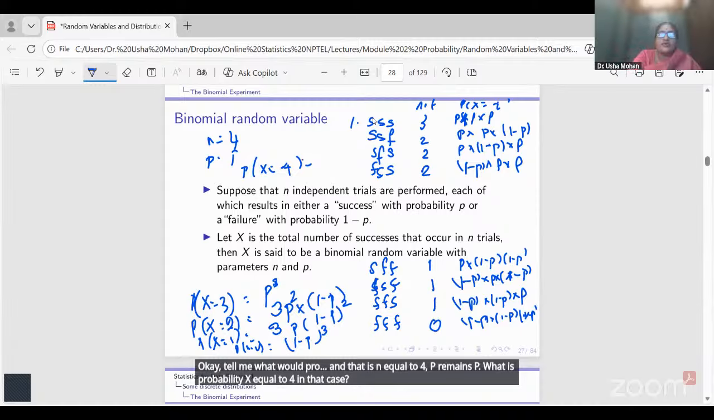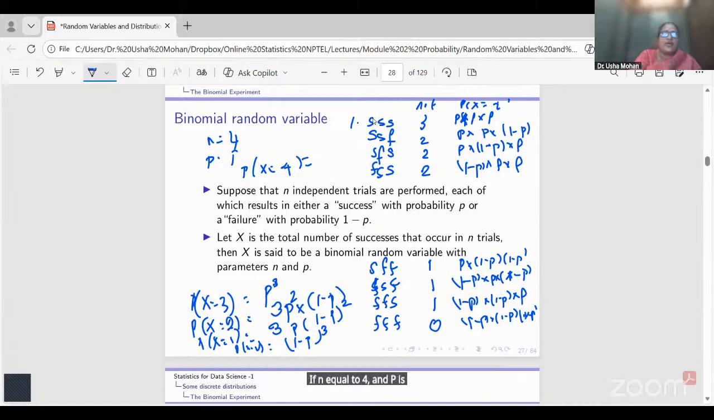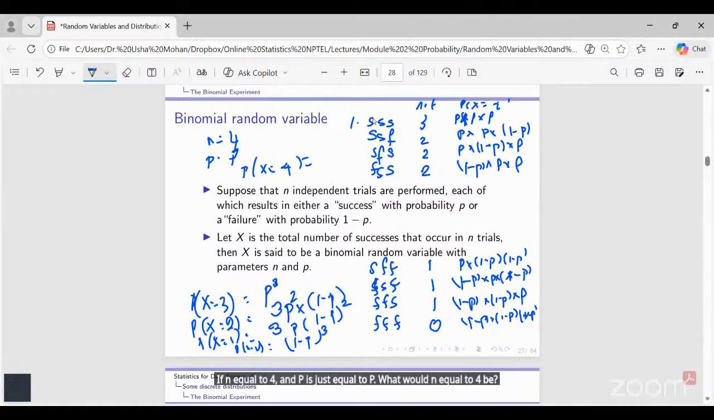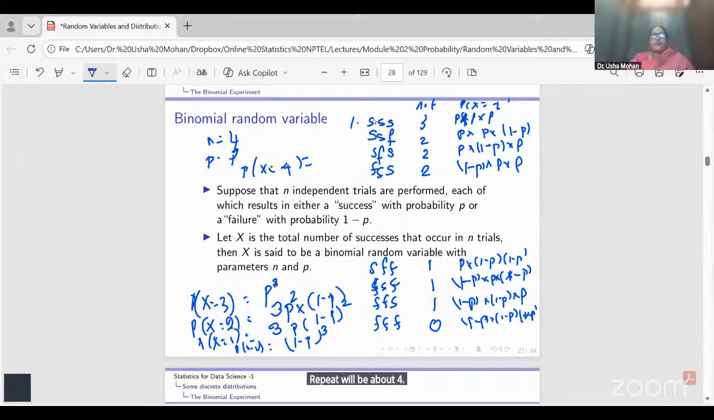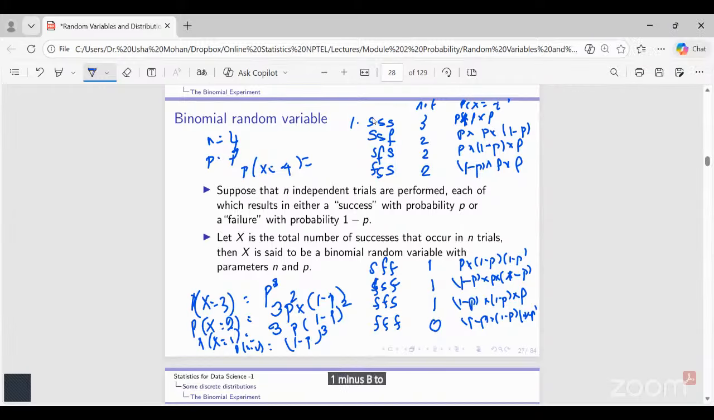If n equal to 4 and p is just equal to p, what would X equal to 4 be? It would be P to the power 4. What would X equal to 0 be? 1 minus P to the power 4. What would probability X equal to 3 be? Ma'am, 4 into P to the power 3 into 1 minus P. Where did you get that 4?